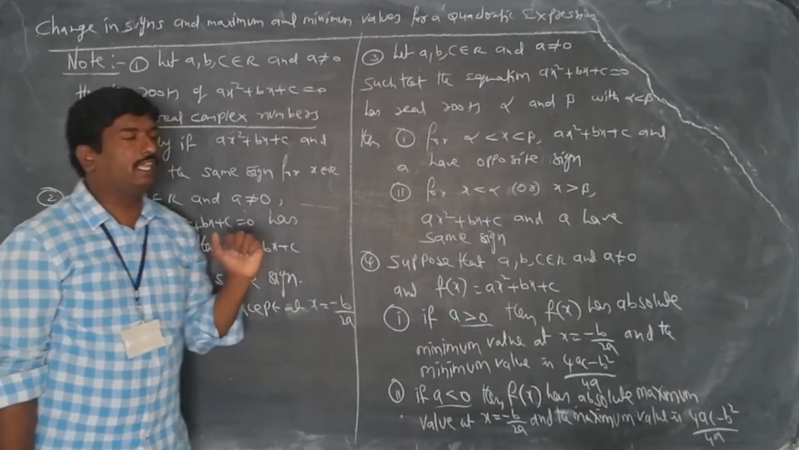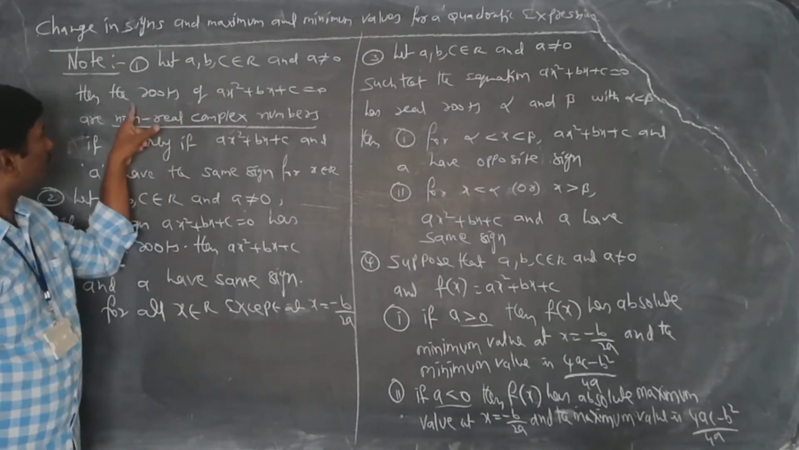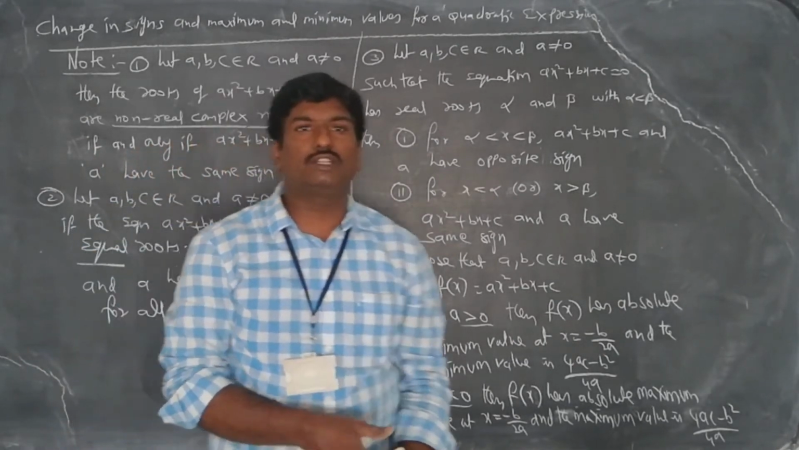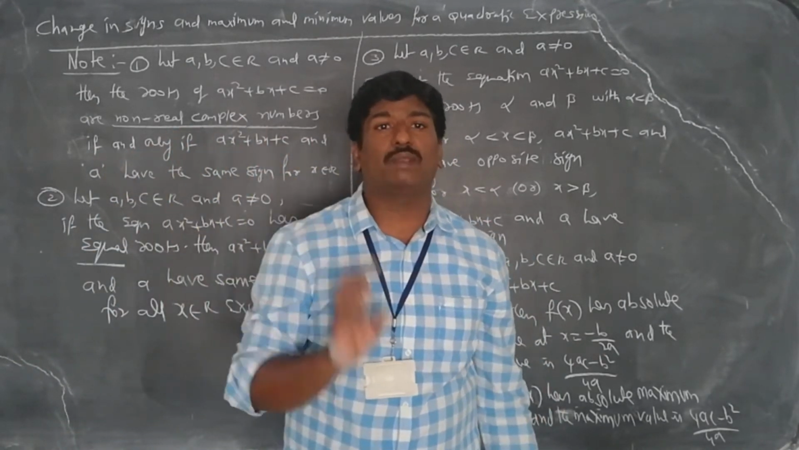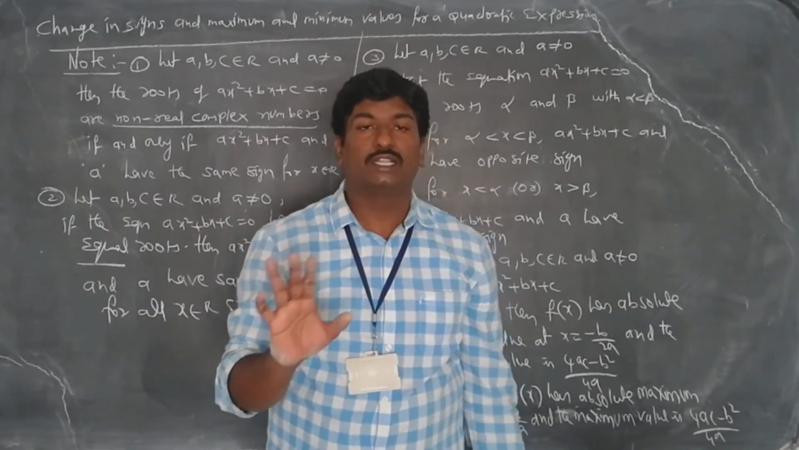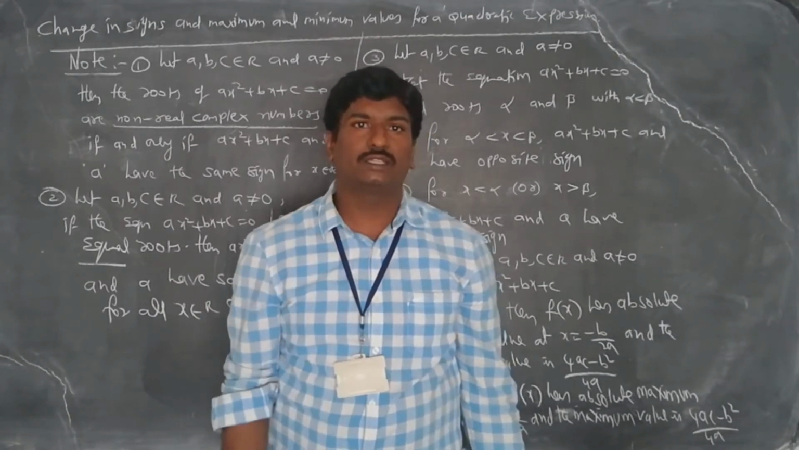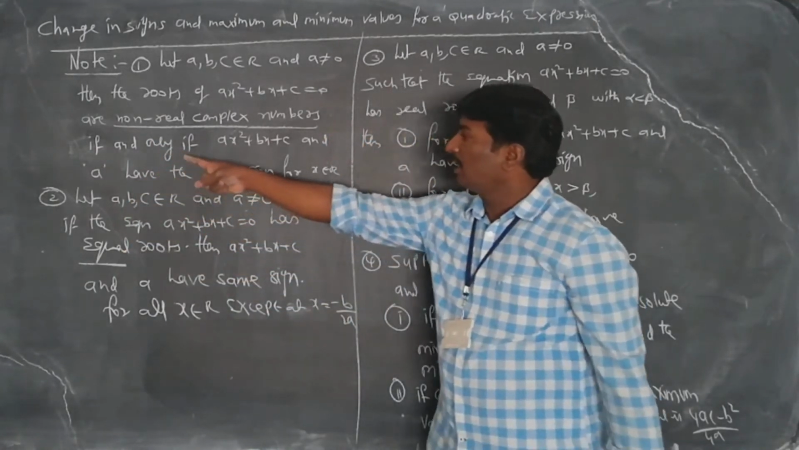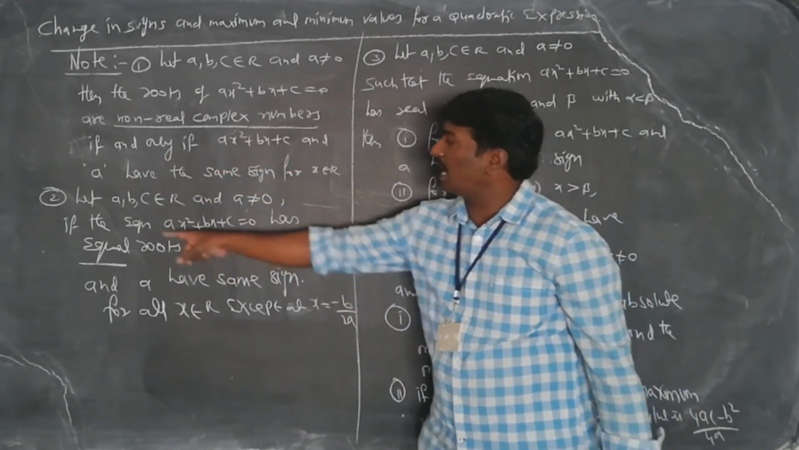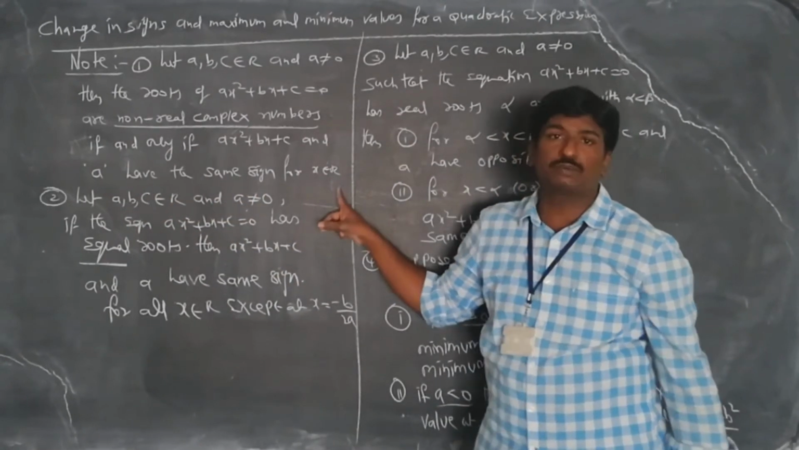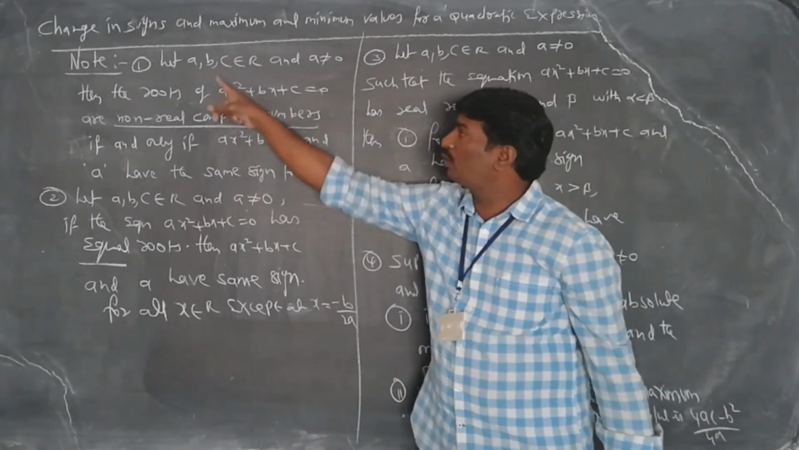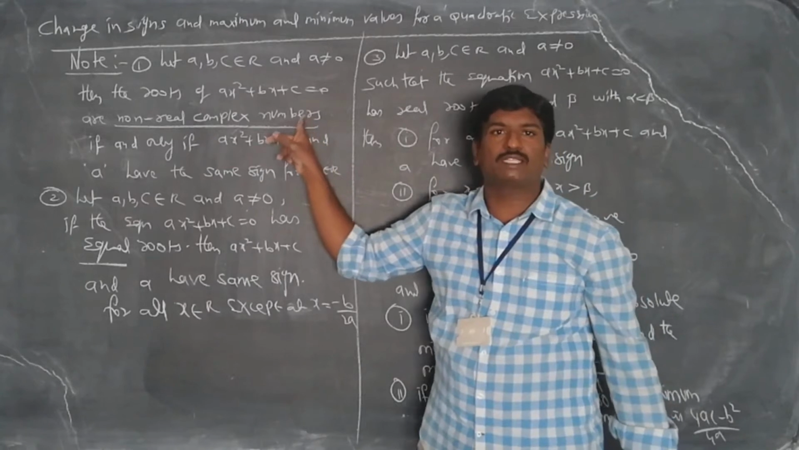So for that, what is it saying? The roots of this quadratic equation are non-real complex numbers. That means they are imaginary roots or conjugate roots or complex roots. They can never be real roots, boys. So at that time, what happens here? If and only if ax square plus bx plus c and a have the same sign for all x belongs to R. So this happens when the roots of the quadratic equation are non-real complex numbers.